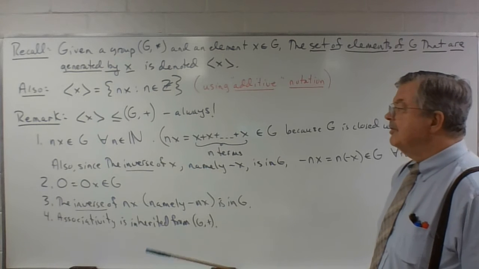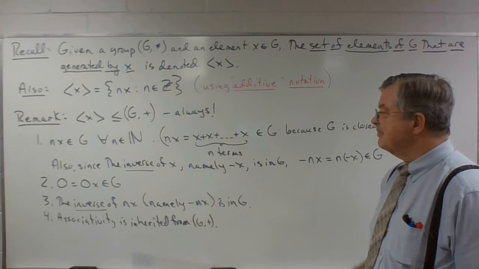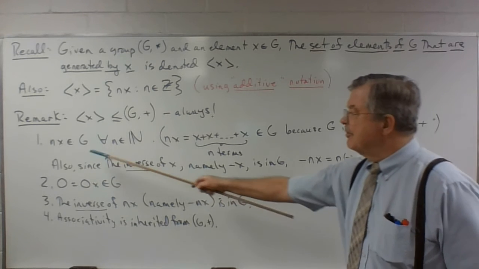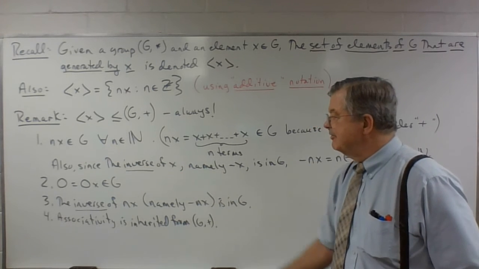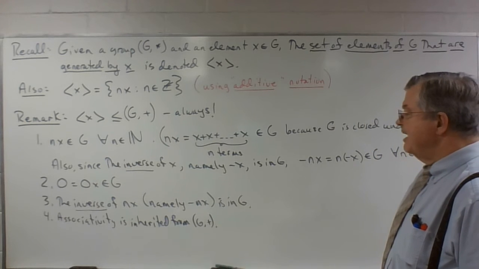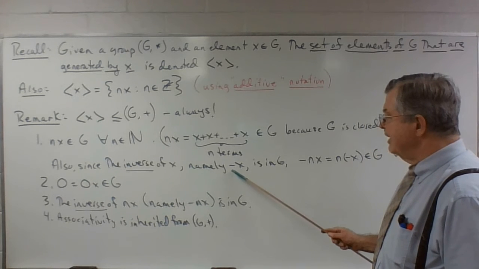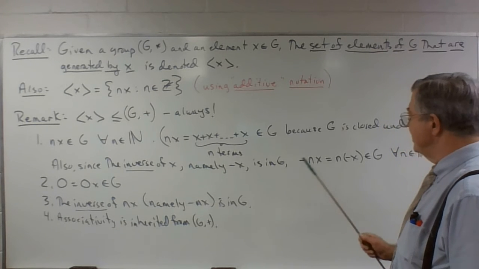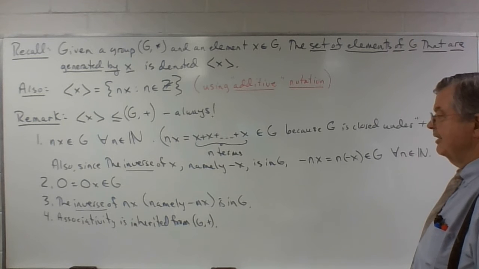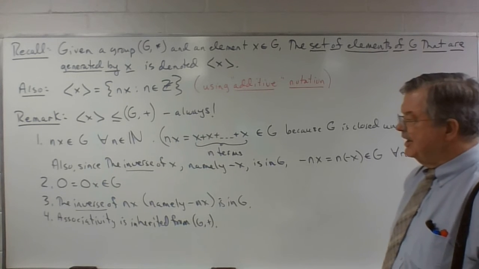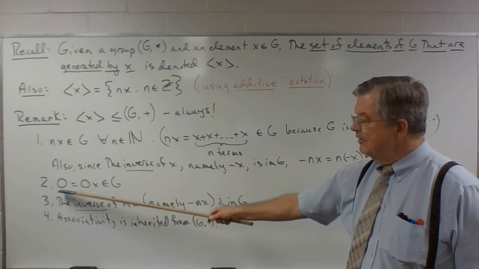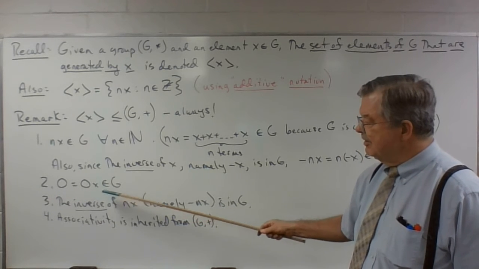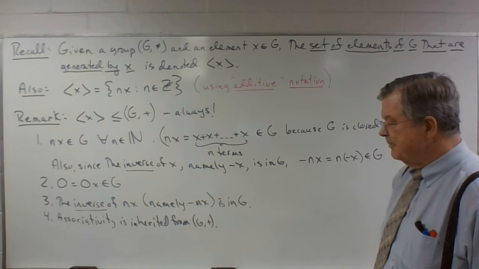So what this means is that all natural number multiples of X are contained in G. And not just that, but in fact, all integer multiples of X are contained in G also. And that goes for 0. 0 is the identity, and 0 is an integer multiple of X. It's contained in G.